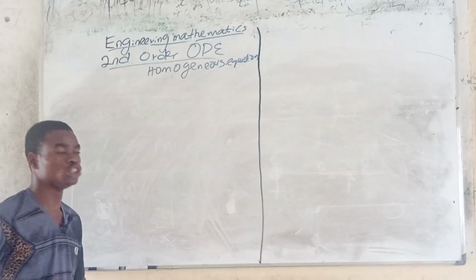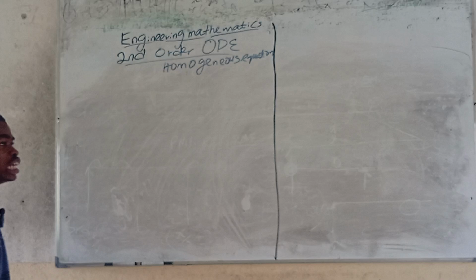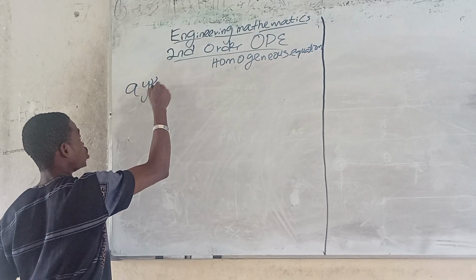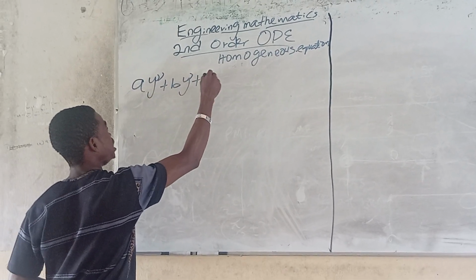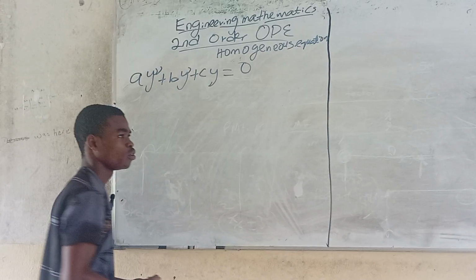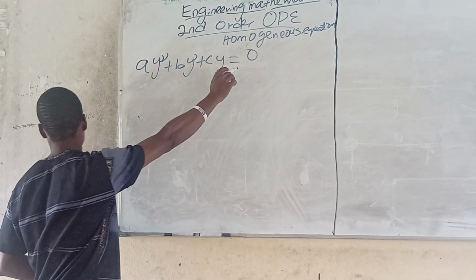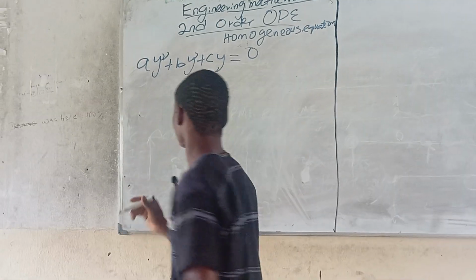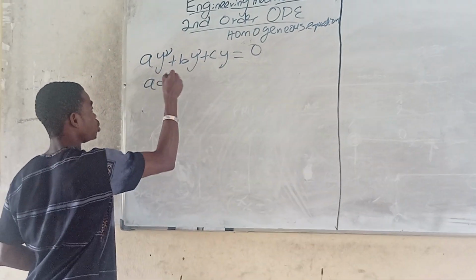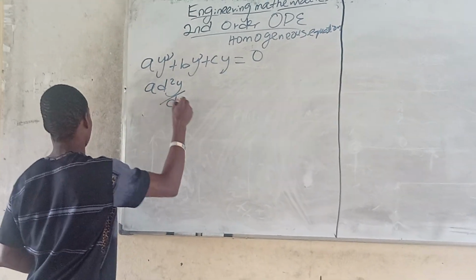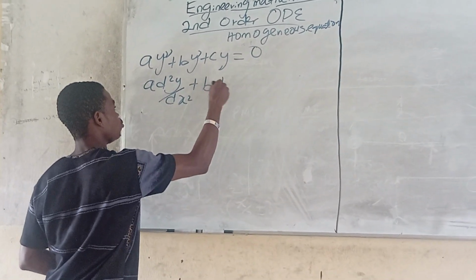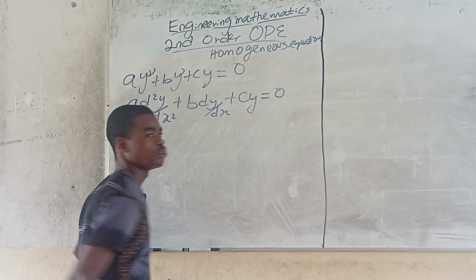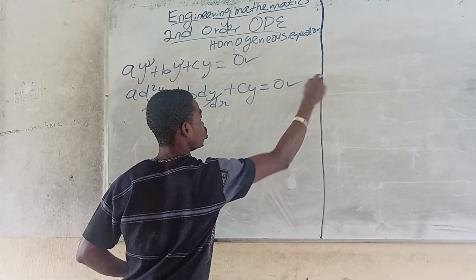So, what do we call the homogeneous equation? The homogeneous equation is a kind of equation expressed in this form: A y prime prime plus b y prime plus c y equals 0. What makes it homogeneous? If it is equal to 0, it makes it a homogeneous equation. So you can also express this as a d²y/dx² plus b dy/dx plus cy equals 0. Now, this is a homogeneous equation.